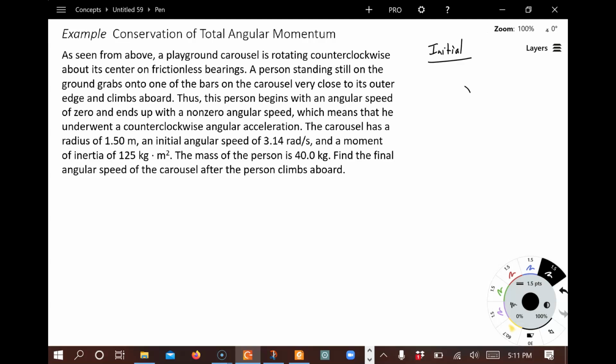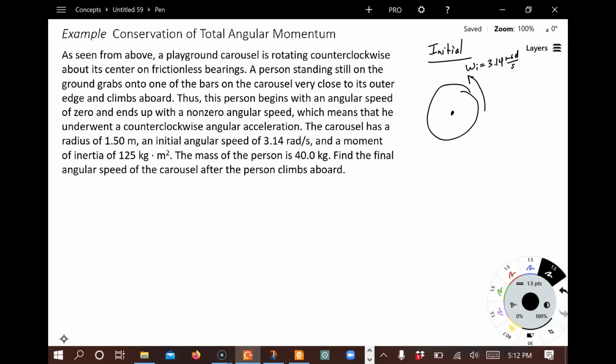where we've got a carousel. Here it is. Here's the x rotation. And it's rotating around with some angular speed, angular velocity, omega I. And that's positive. It's equal to 3.14 rad per second. Again, positive because it's going counterclockwise.